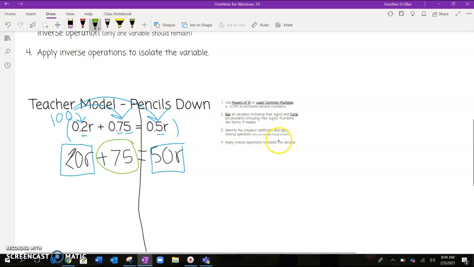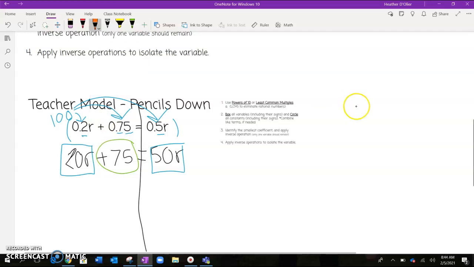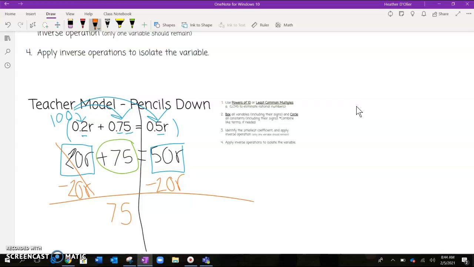All right, I don't need to combine any like terms, so identify the smallest coefficients. So I have 20r and 50r. 20 is a smaller number than 50. So I'm going to subtract 20r. That's how I apply the inverse. I'm trying to make that 20r go away. And whatever I do to one side of the equation, I do to the other. So bye. Bring down my 75 equals 30r.